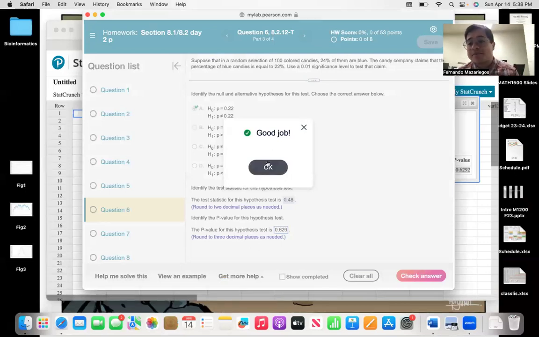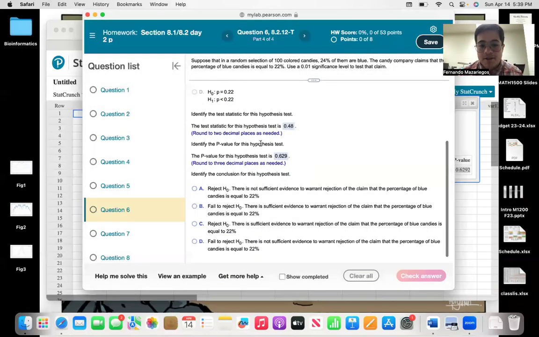This is a good time to remind you guys, always read how many decimals they want you to round. 2. Okay, so far so good. We know how to do this. Then we move on to step number 7.